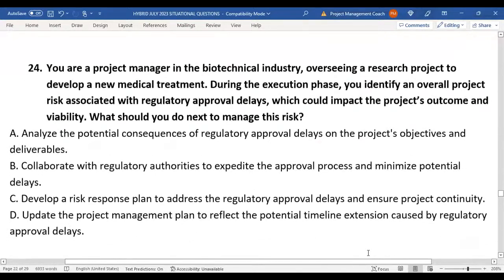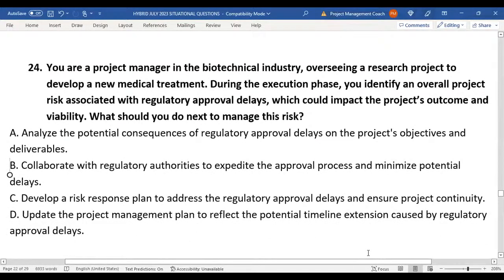All right, let's go to our next one. Number 24. You are a project manager in the biotechnical industry, overseeing a research project to develop a new medical treatment. During the execution phase, you identify an overall project risk associated with regulatory approval delays, which could impact the project's outcome and viability. What should you do next to manage this risk? I'll let you think about it for a bit.